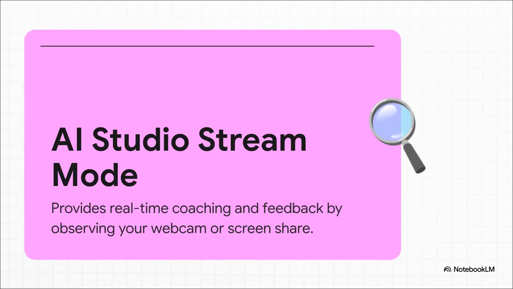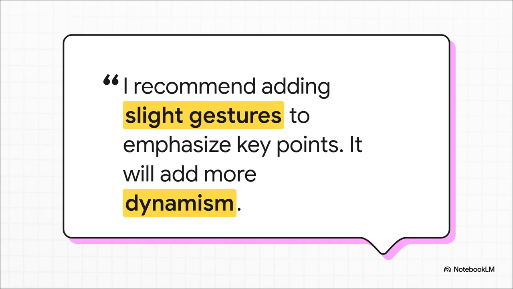Next up in the studio, and this is pretty wild, is Stream Mode. This thing basically acts as your own personal performance coach. It can actually observe you through your webcam or watch your screen share and give you live, real-time feedback. And we're not talking about vague, generic advice here. This is super specific, actionable feedback. You could be rehearsing a big salary negotiation or a pitch to a new client, and the AI will give you pointers on your body language, your tone, even your posture. It's literally like having an executive coach on demand 24/7.